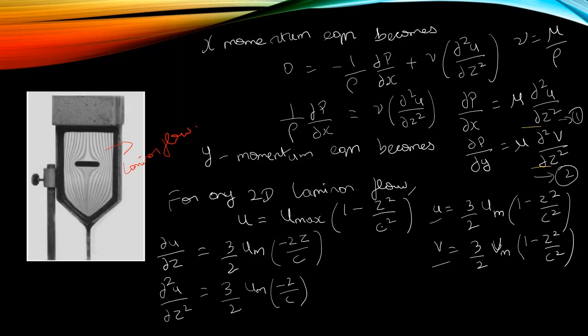So on differentiating, z square became minus 2z, and then this z is also differentiated to give minus 2, so 2 and 2 are getting cancelled, and then we're writing the equation as minus 3 by c square um. So minus 3 by c square um is the dou square u by dou z square value. Similarly, we are writing it for dou square v by dou z square as minus 3 by c square vm, right? Now you are going to substitute for 1 and 2.